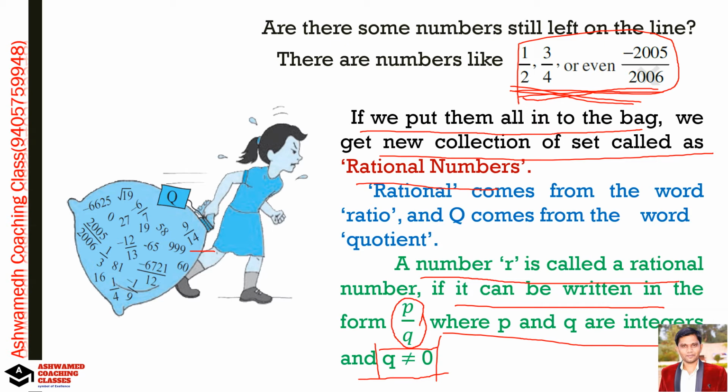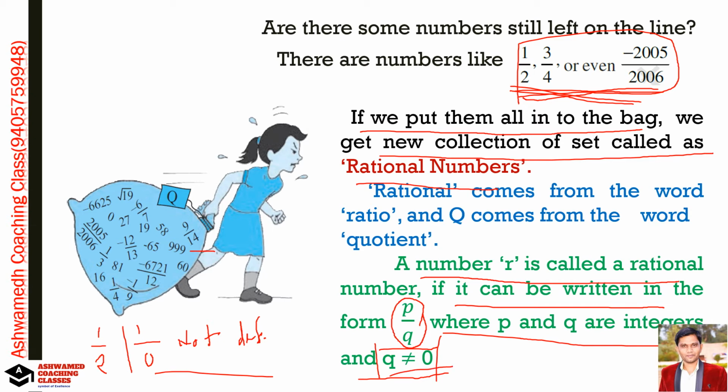Why is Q never 0 here? See, 1 by 2 is a rational number. Suppose I take 1 upon 0. It is not defined. We cannot define this number, so this is not a number even. This is an infinite number. Actually it is not defined, so therefore Q is never 0.